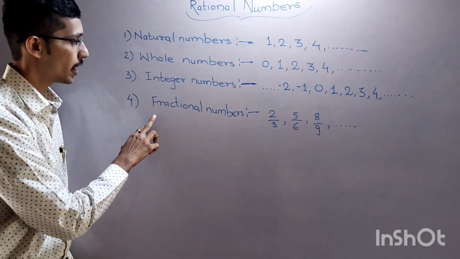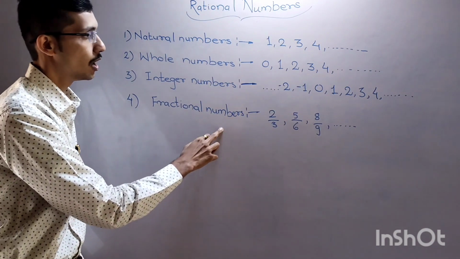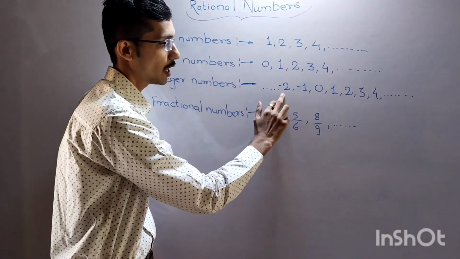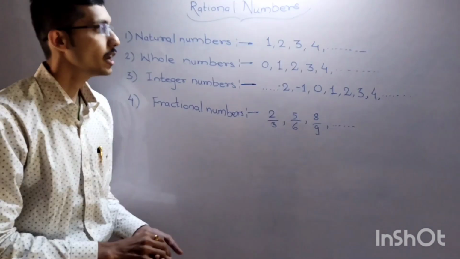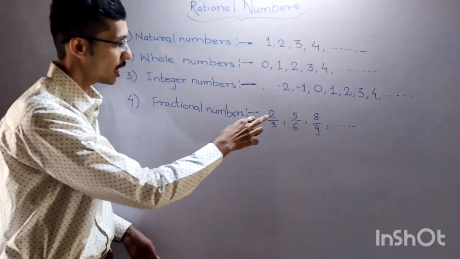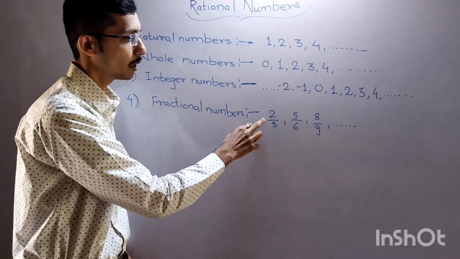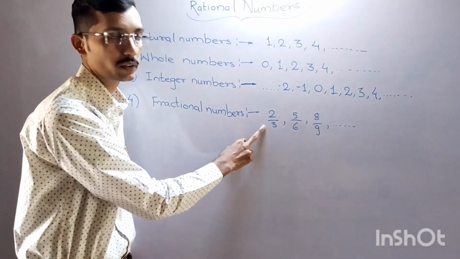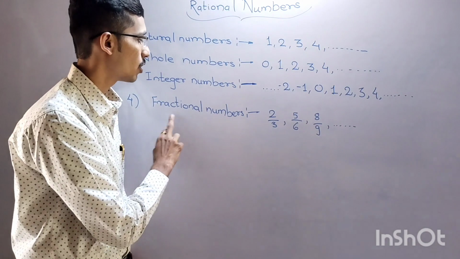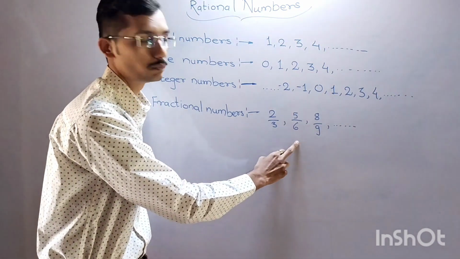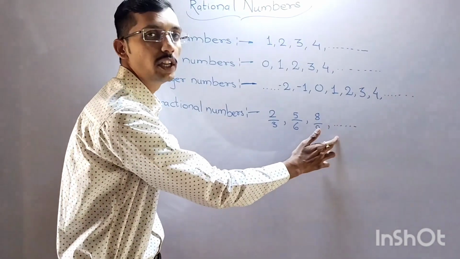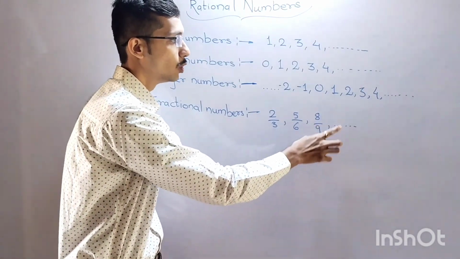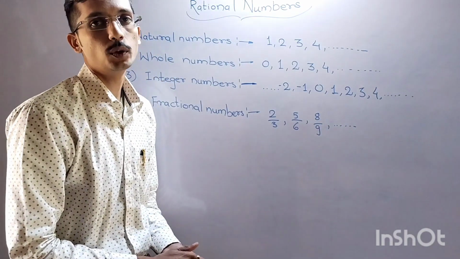Then again there is the fractional number system. Between two integers, for example from -1 to -2, there are again n numbers in the form of p upon q, that means numerator upon denominator. They are called the fractional number system. These are numbers which contain a numerator and a denominator, and both are positive numbers.